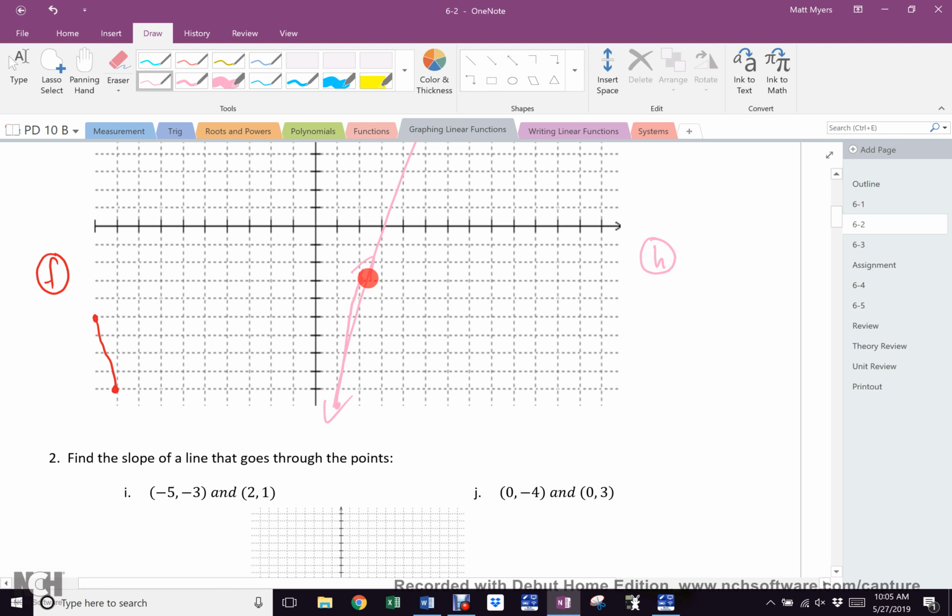It went up 7 over 1. What if it went up 28? How far to the right will it go? 28. How far to the right will it go? 4. What if it went up 84? How far to the right would it go? 12.